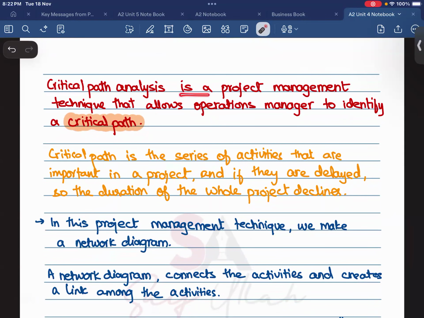Critical path analysis is a project management technique that allows the operations manager to identify the critical path. Now, what is actually a critical path? A critical path is the series of activities that are important in a project, and if they are delayed, the whole duration of the project will be delayed. This means a critical path is a set of the most important activities in a project, those activities which cannot be delayed, because if they are delayed, then the whole project will be delayed.